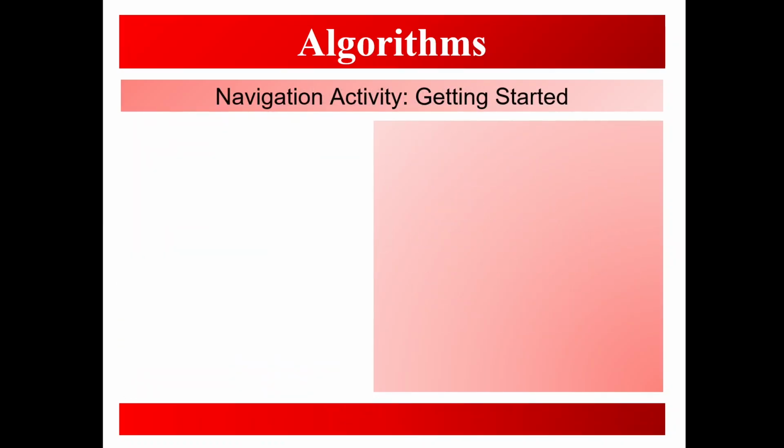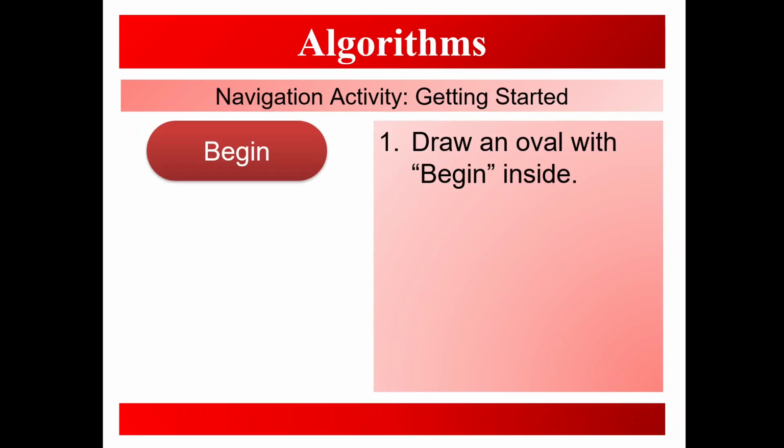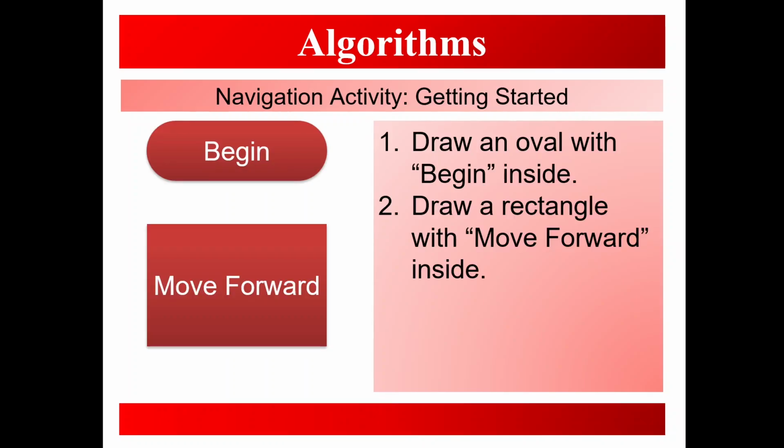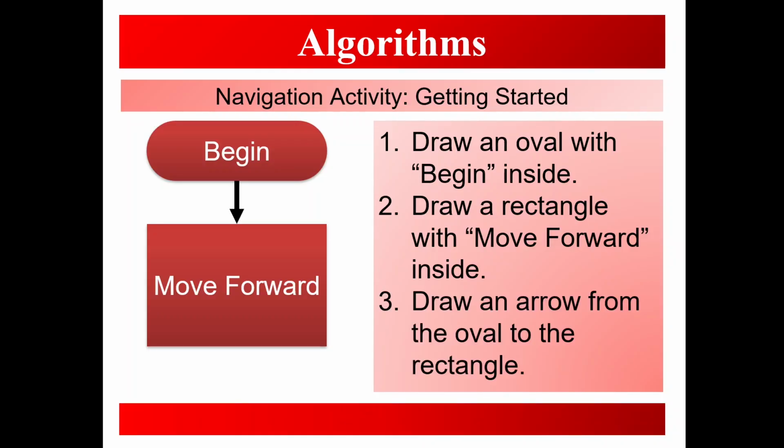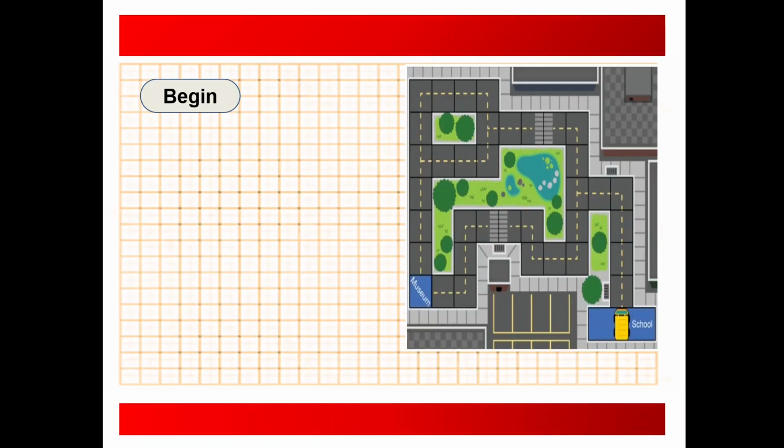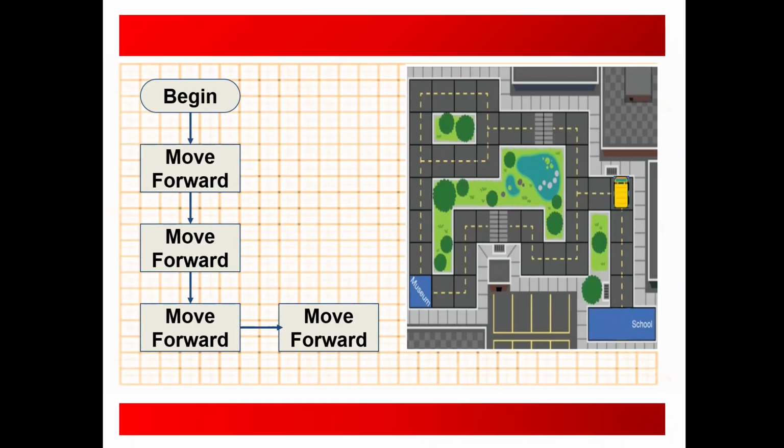You should have a sheet from your teacher that has the image of the map in the corner and the flow chart started. It already has the oval for the beginning and the first four move forwards. But just to review here, all of our flow charts start with an oval that says begin, and then you have your commands. The first command is move forward, and don't forget to put the arrow that shows the direction of the movement from one shape to the other. So your sheet already has the begin and the first four rectangles to show that we're moving forward.